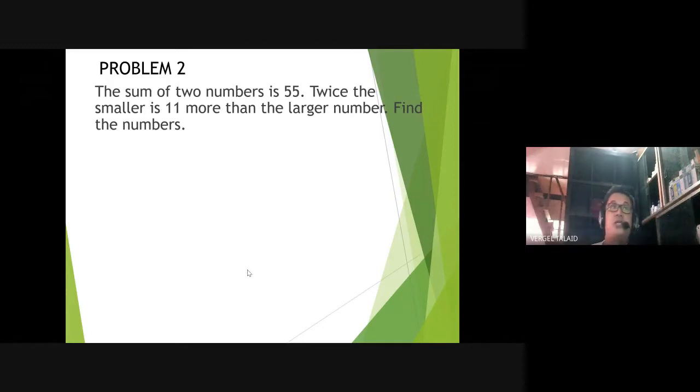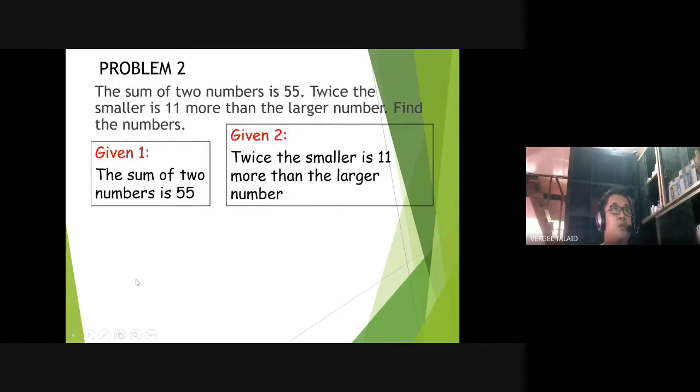So in this case, we are talking about two numbers, wherein the first condition is the sum is 55. And then twice the smaller is 11 more than. What about 11 more than? Meaning we are going to add 11. The larger number. So given one, the sum of two numbers is 55. Given two, twice the smaller is 11 more than the larger number.